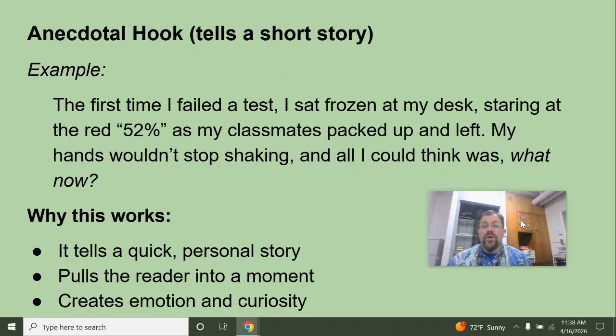So like here's one. The first time I failed the test, and it's talking about you're just telling a short story. The first time I failed the test, I sat frozen at my desk, staring at the red 52% as my classmates packed up and left. My hands wouldn't stop shaking. All I could think was, what now?